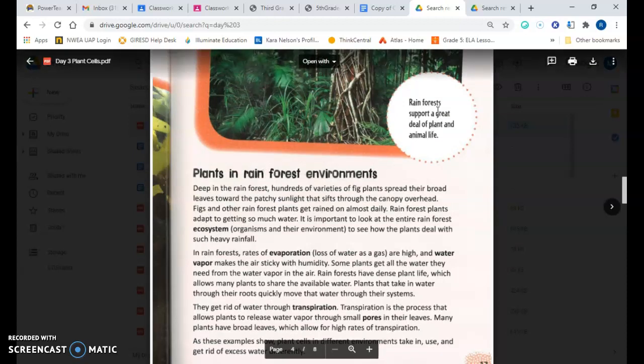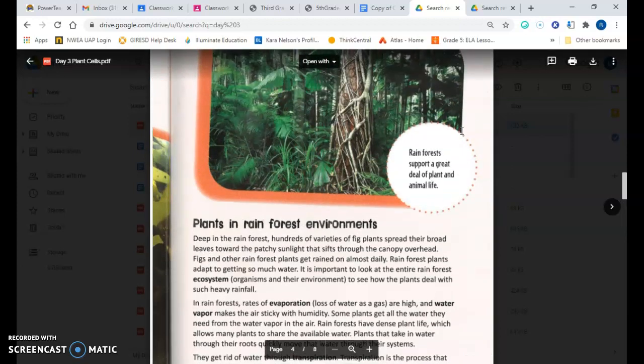Let's look at the caption up here. Rainforests support a great deal of plant and animal life.